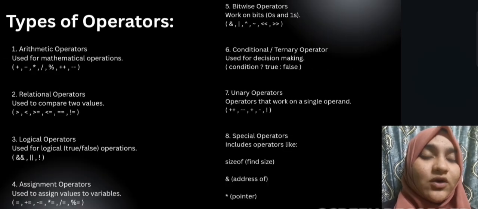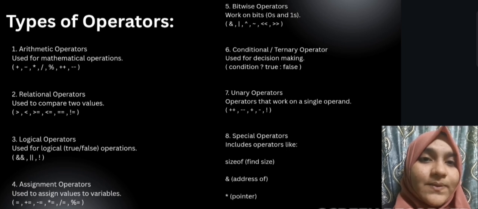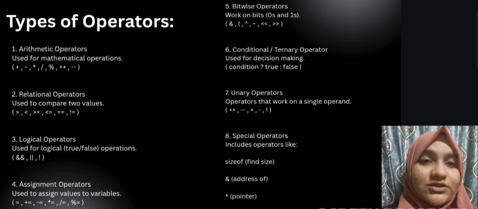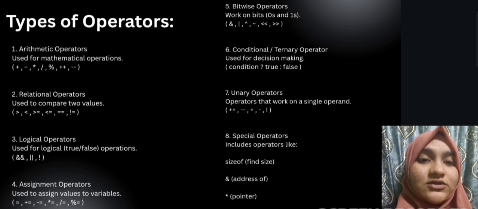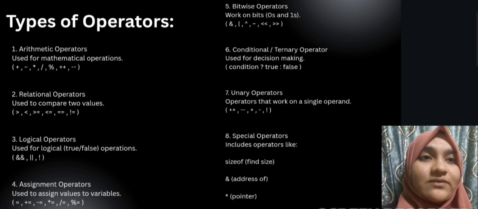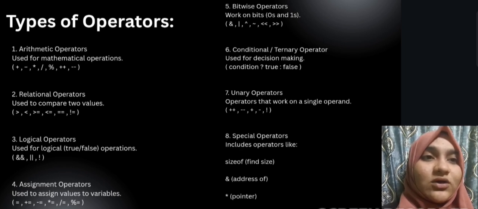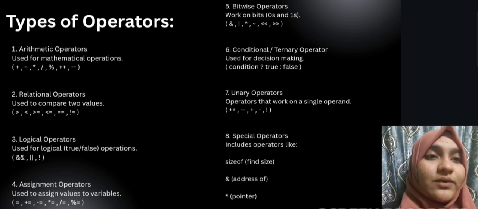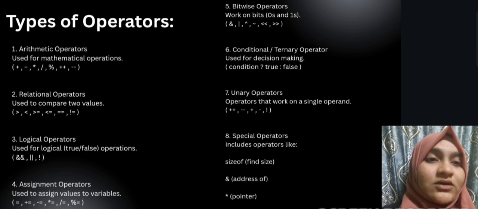There are 8 types of operators. First one is arithmetic operators, used for mathematical operations. Second is relational operators, used to compare two values. Then logical operators, used for logical operations. Then assignment operators, used to assign values to variables. Fifth one is bitwise operators, which work on bits such as ones and zeros. And then conditional or ternary operators, used for decision making, where the condition is either true or false.